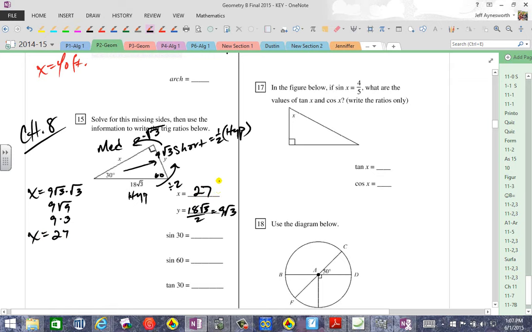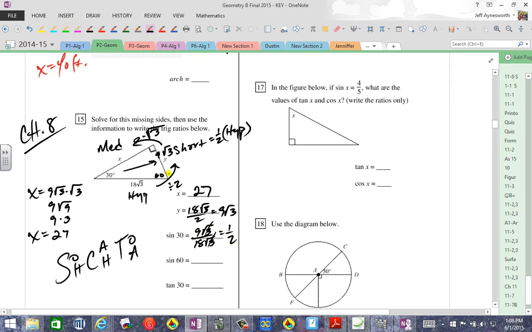Okay, and then after you know your 3 sides, then you just use a little bit of Sohcahtoa, right? Because we know what that means. These are just ratios now. So sine of 30 degrees is opposite, all right, divided by hypotenuse. So 9 root 3 over 18 root 3. The root 3's cancel. 9/18 is 1/2.